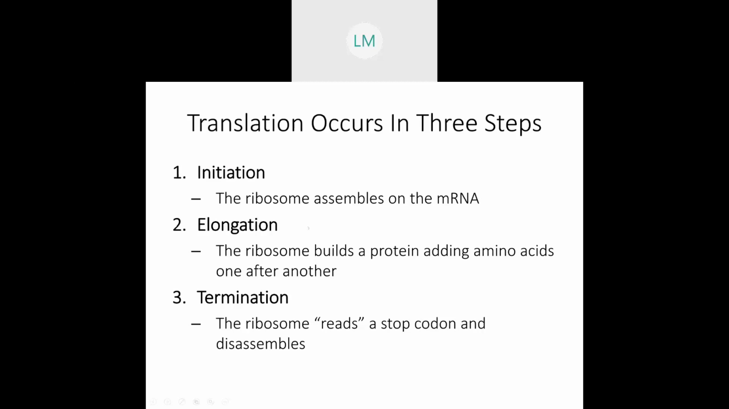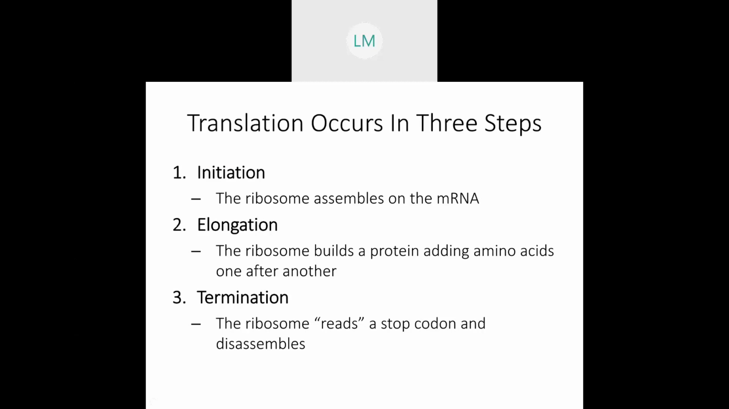Elongation happens where the ribosome builds a protein. If we think back to our protein structure, we break it down all the way to that primary structure of a protein. It's just a chain of amino acids. So the whole point of what we're doing here is just to build a chain of amino acids. That's what elongation is doing here. So we're just adding one amino acid to the chain as we go through our mRNA sequence.